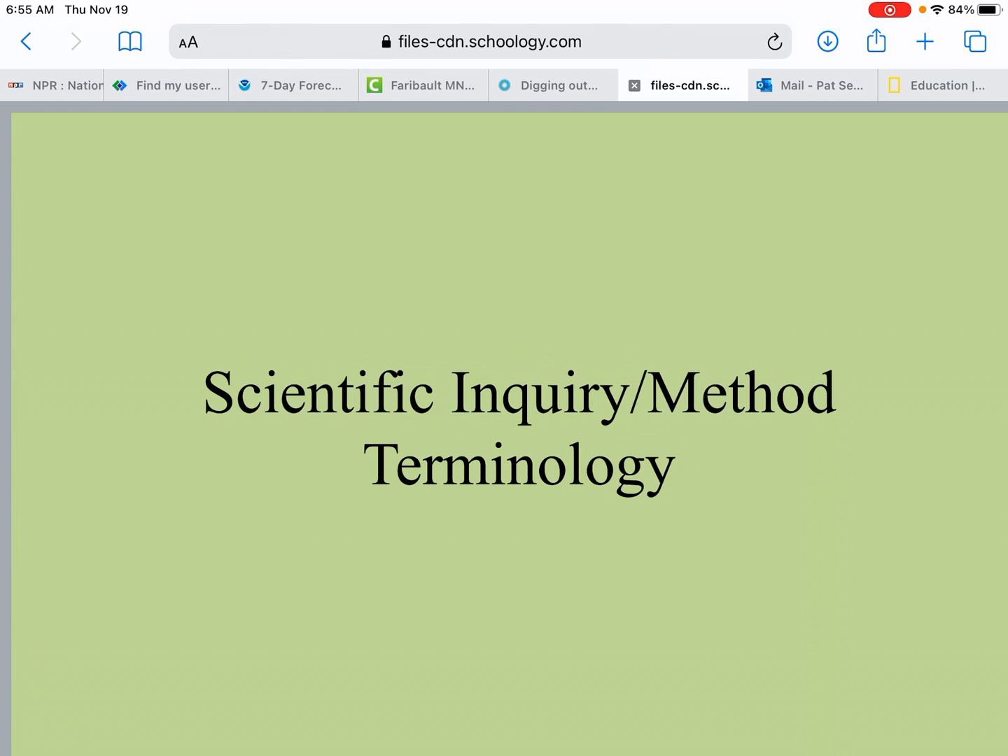To start off today, we're going to go over some terminology that you will want to have yourself familiarized with as we're doing the SpongeBob worksheet today. So I have included a copy of this PowerPoint with the assignment, but I just wanted to review these terms with you quickly before we start.